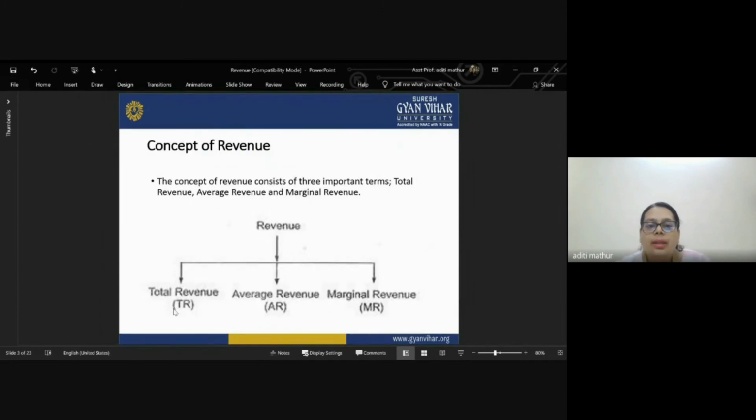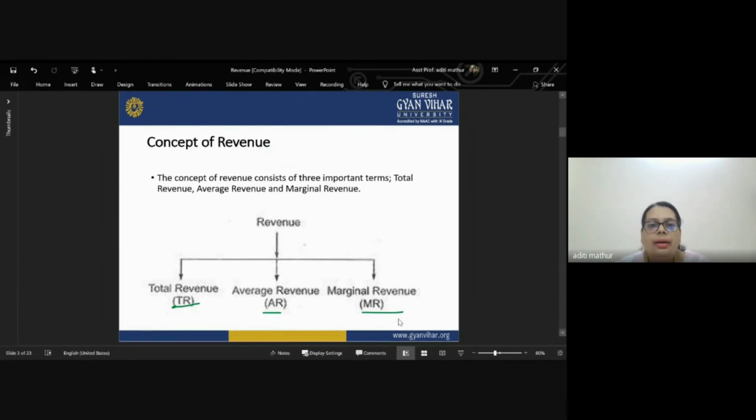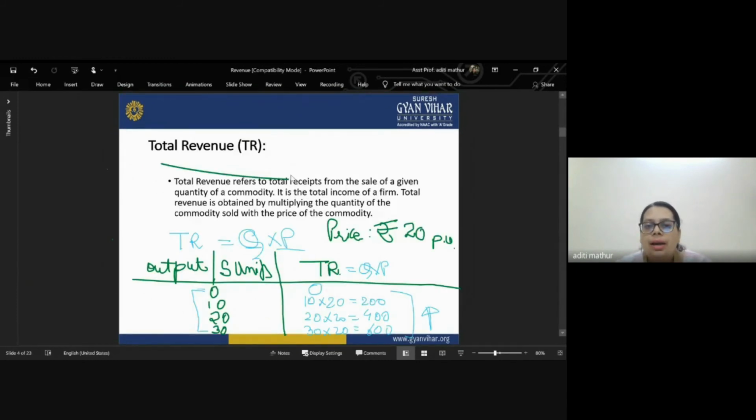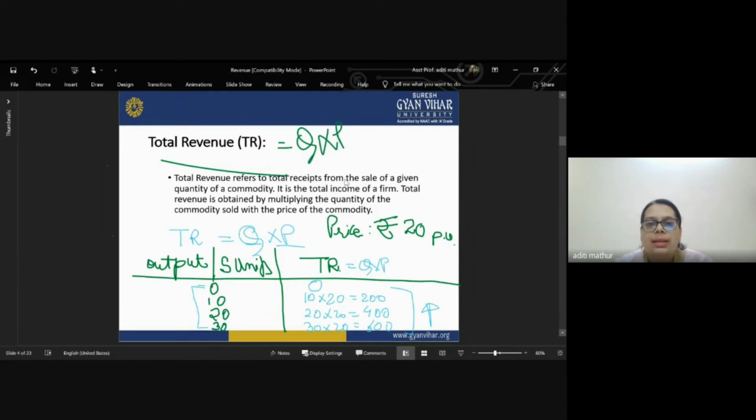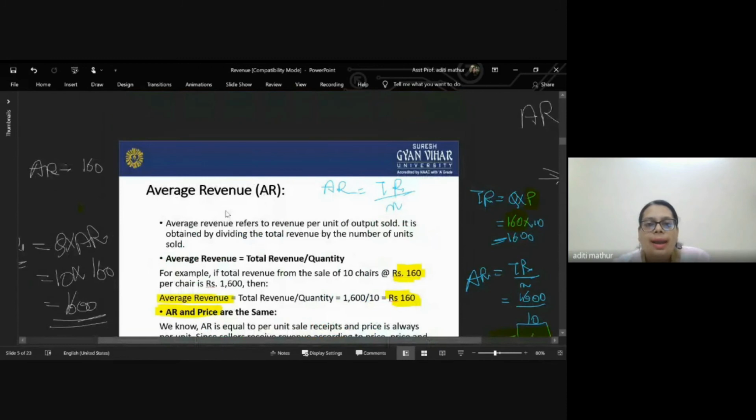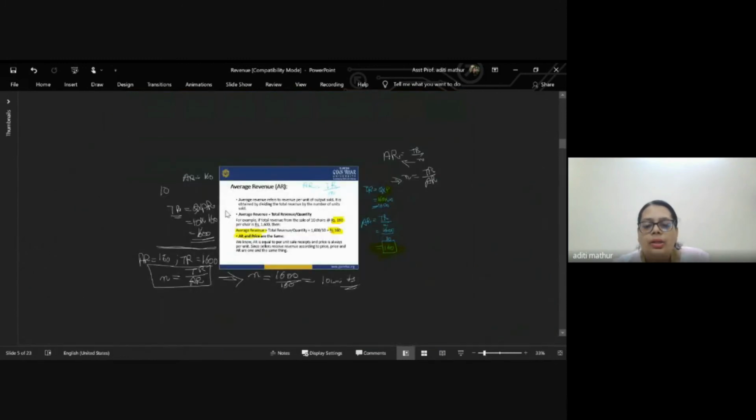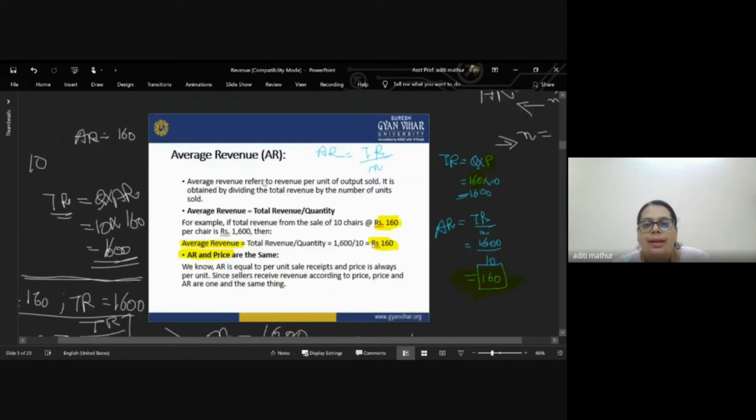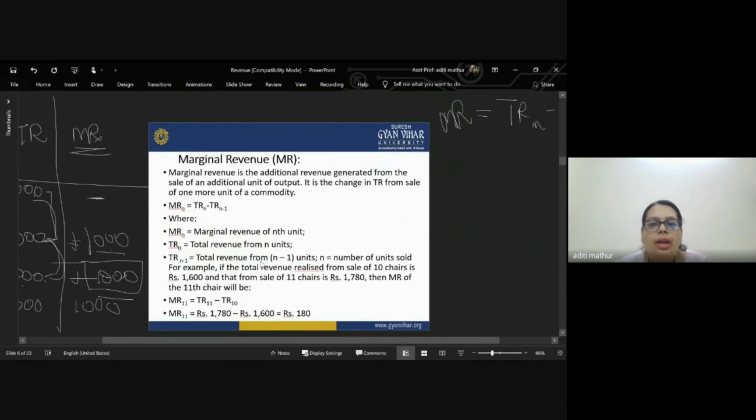Then your revenue is TR, AR, and MR. Then TR is equal to quantity into price. Then your AR is equal to TR divided by n, which is always equal to the price of the product. Your MR is equal to TRn minus TRn minus 1.